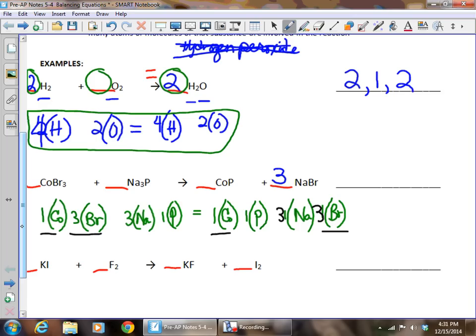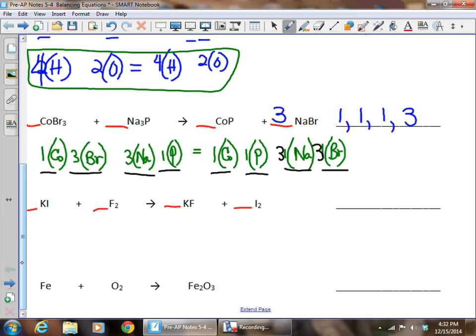So now that I have my 3 sodiums, looks like my sodiums are good. I've got 3 sodiums on the left and 3 sodiums on the right. And now 1 phosphorus on the left, 1 phosphorus on the right. It looks like I have a balanced chemical equation. Everything is equal on both sides. Now my coefficient list, reading from left to right, all those empty blanks are going to be 1. So 1, 1, 1, 3 is going to be my coefficient list.